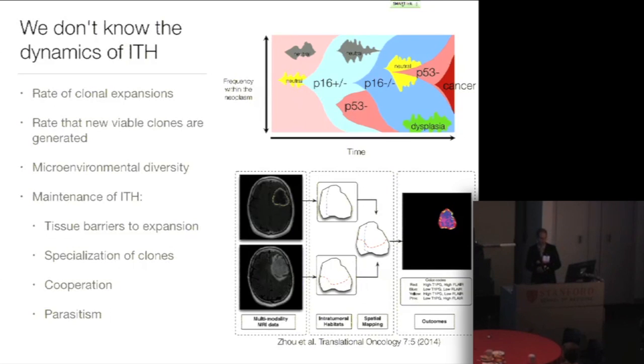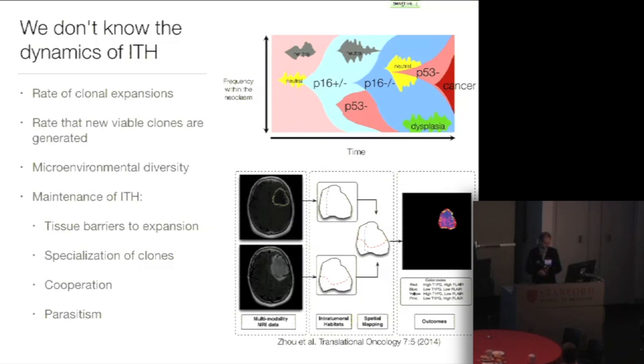So as I think it was Nelly pointed out yesterday, when you have a spatially structured population, it often inhibits clonal expansions or expansions of new alleles. If you have specialization of clones, you can maintain diversity. We don't understand the cooperation or the parasitism that might be doing this.